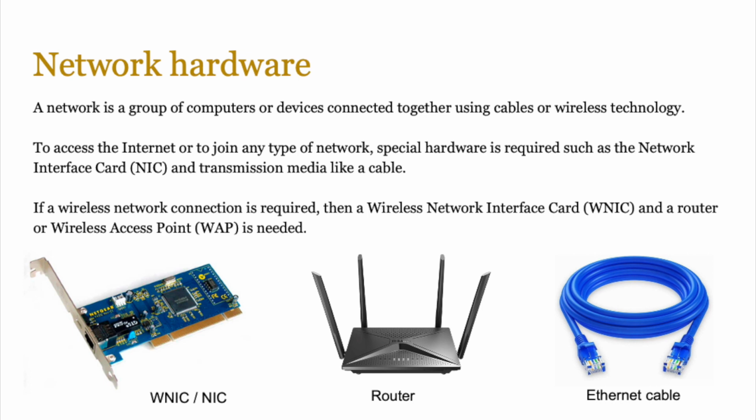If a wireless network connection is required, then a wireless network interface card, a WNIC, and a router or a wireless access point is needed as well. Now on screen you can see examples of all three of those. Most network interface cards nowadays are WNICs because they allow both physical and wireless connections. And of course, you should be familiar with the router. Perhaps you have one in your home, and the Ethernet cable that allows you to connect using a wire.